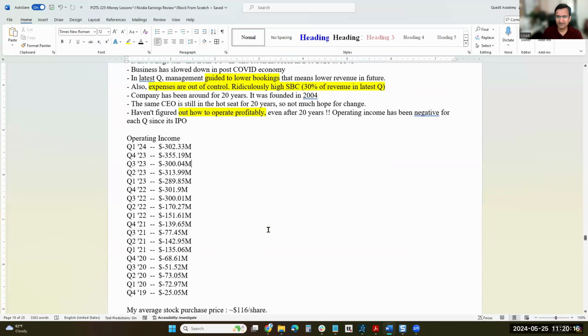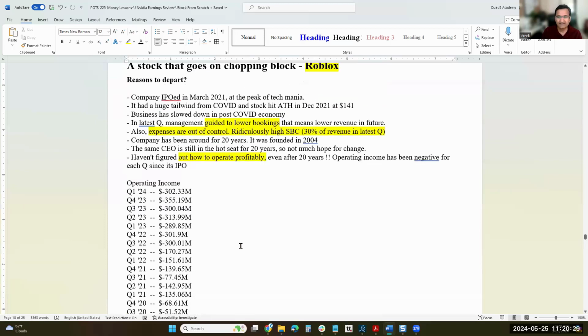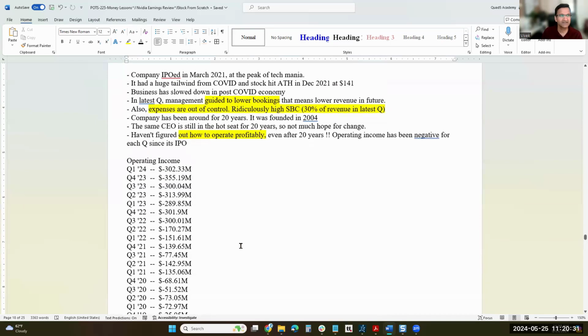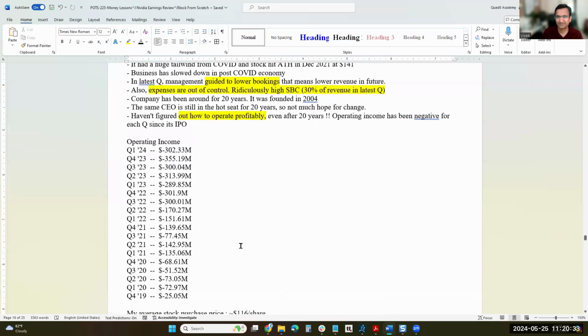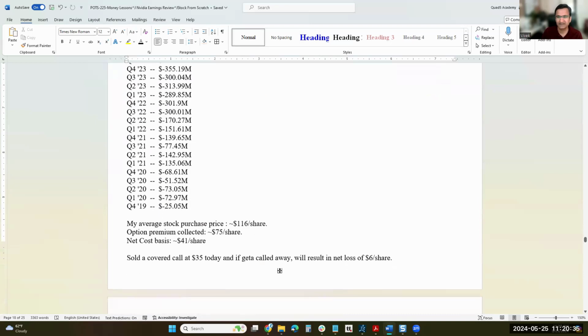I have other stocks in my portfolio which are down 70%, but management is working and working to reduce the cost to turn around the companies. I don't see that urgency from Roblox. Okay, that's the reason.